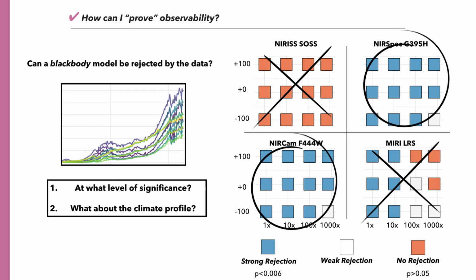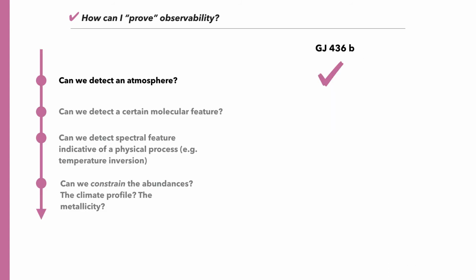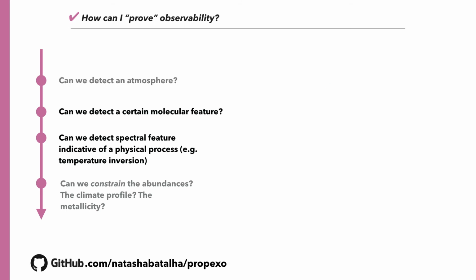At that point, in deciding between these two modes, NIRCam and NIRSpec, there are other factors that you might want to consider. This could be things like resolution or even just wavelength coverage. And with that, we've fully answered the first question of whether or not the atmosphere can be detected.